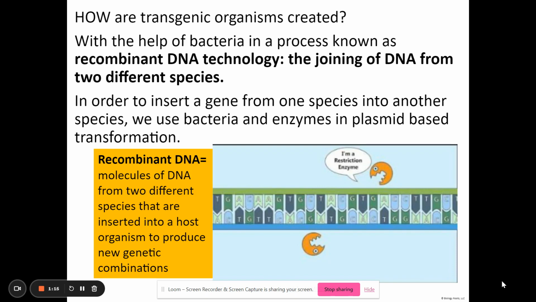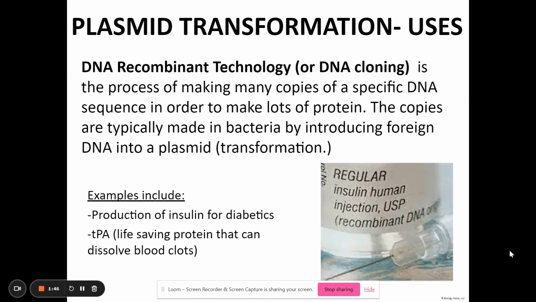So in order for this to happen, the bacteria have a single circular piece of DNA called a plasmid that's going to be used to transport the gene from the one species to the new species. There are enzymes involved in cutting genes, and there are enzymes involved in binding, sealing them together.